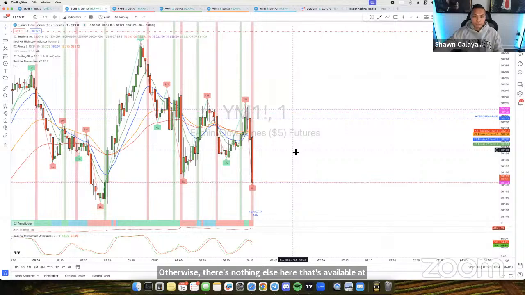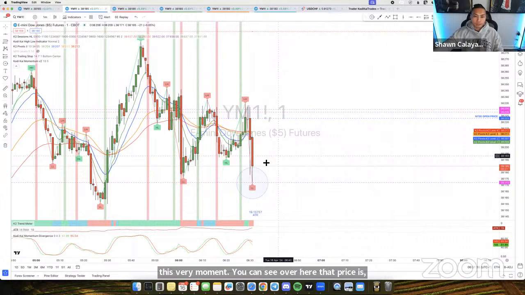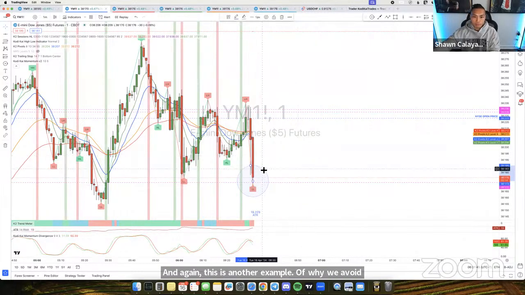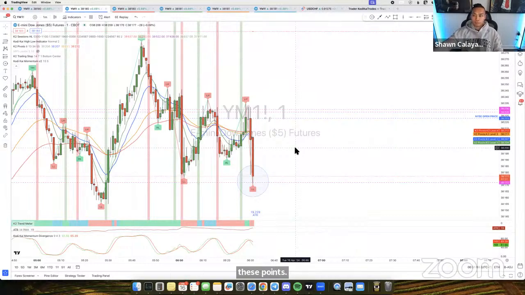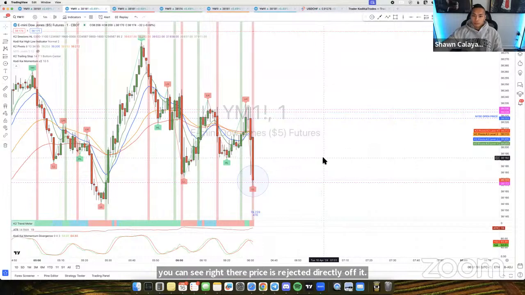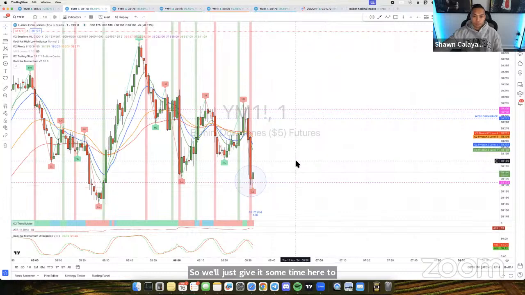You can see over here that price is having trouble getting past this news price as well. And again, this is another example of why we avoid these red flags, because manipulation happens around these points. And you can see right there, price is rejecting directly off it. So we'll just give it some time here to kind of smooth out a bit.